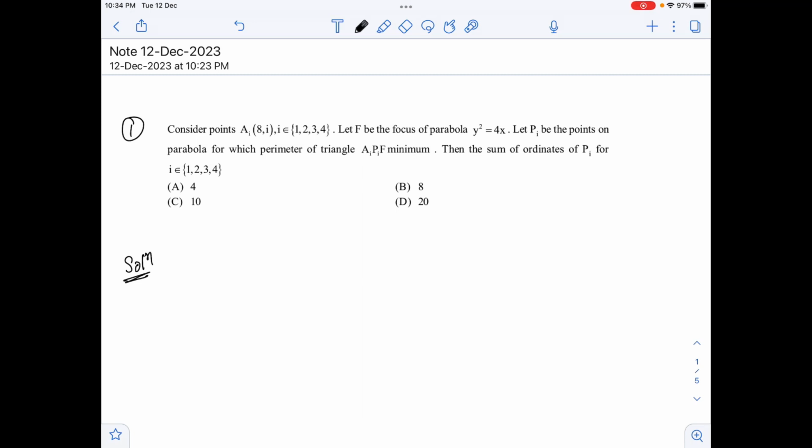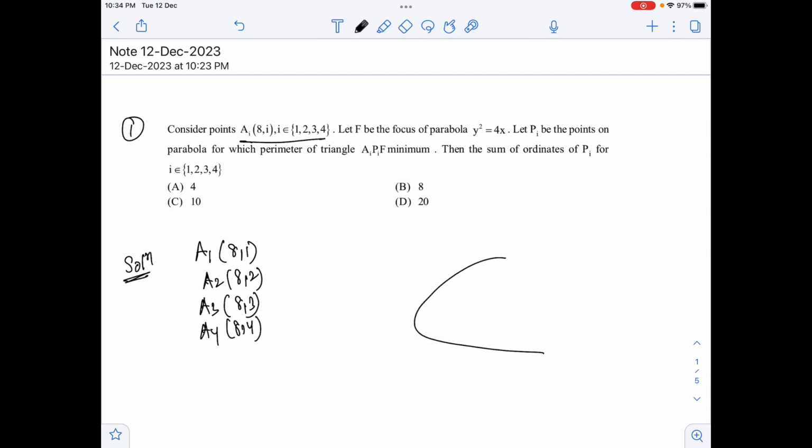So question क्या है? Consider points Ai (8, i) and i is running from 1, 2, 3, 4. तो अपने पास 4 points है, because if i changes points will change. So A1 is (8, 1), A2 is (8, 2), A3 is (8, 3), and A4 (8, 4).